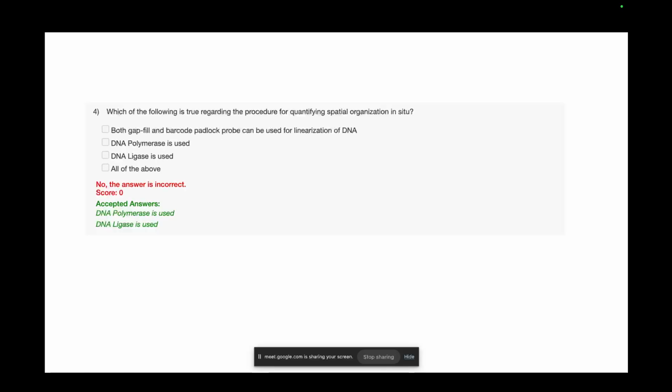The answer is DNA polymerase and DNA ligase. Gap fill and barcode padlock probe can be used for linearization, but it is not for quantifying the spatial organization in situ. For quantifying the spatial organization, you need an enzyme that is synthesizing or adding nucleotides to the DNA. Right? For that, DNA polymerase and DNA ligase will work. The gap fill and barcode padlock probe is just a probe. It's not something that is extending or synthesizing your DNA. So technically, that is not the answer. The rest two are. So B and C are the answers.